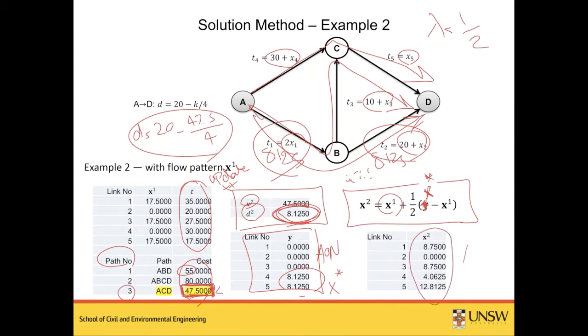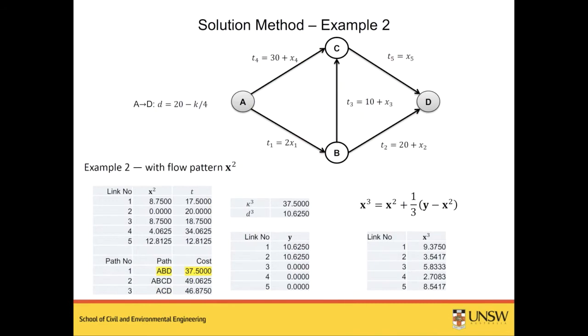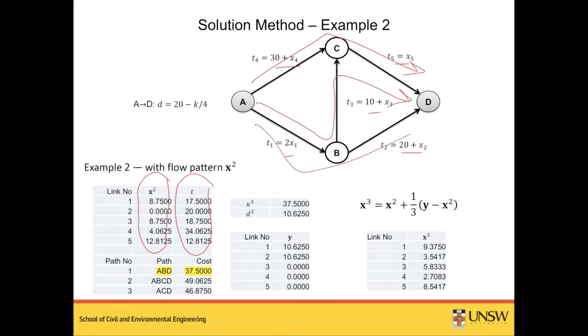So all the new link volumes are here. So we have the new link volumes, so I can do another iteration, right? I can update the travel times again. Now that I have my new volumes, I can update the travel times given the link travel time functions. Easy. Let's calculate the path costs and see which one is the shortest path. So if I use these new travel times and calculate the path travel times, I will find out that path one is now the shortest path.